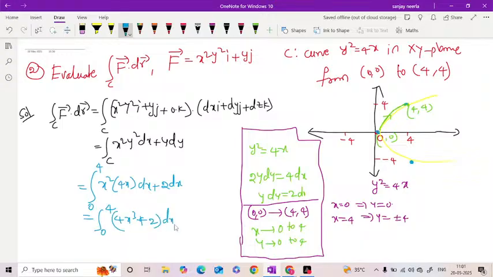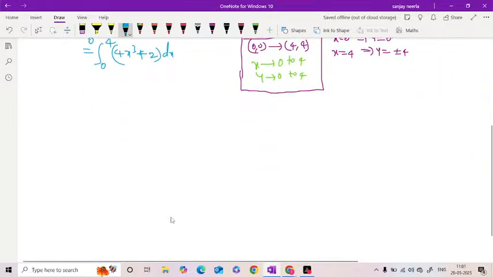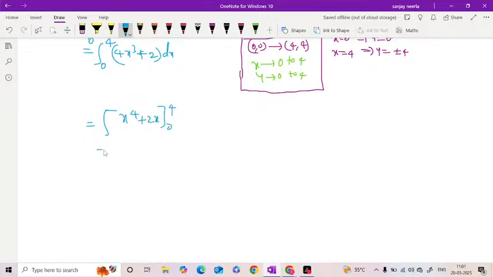Now after normal integration, integral 0 to 4, 4x cube plus 2 into dx. What is the normal integration of this one? 4x cube, x power 4 by 4, we will get only x power 4, plus 2x, limits from 0 to 4. That means 4 power 4 plus 2 into 4 for the upper limit. For the lower limit it is entirely 0.